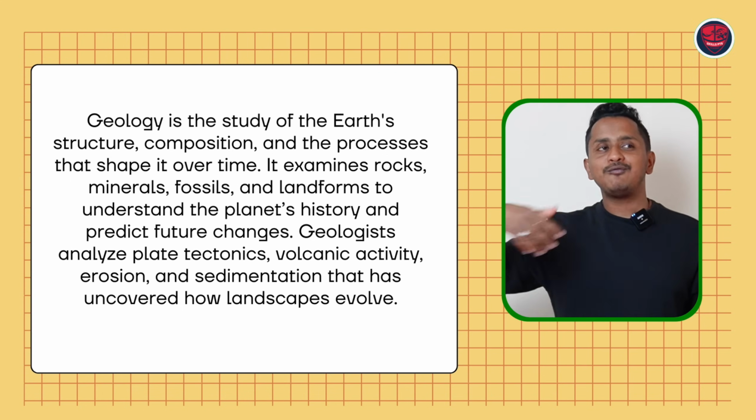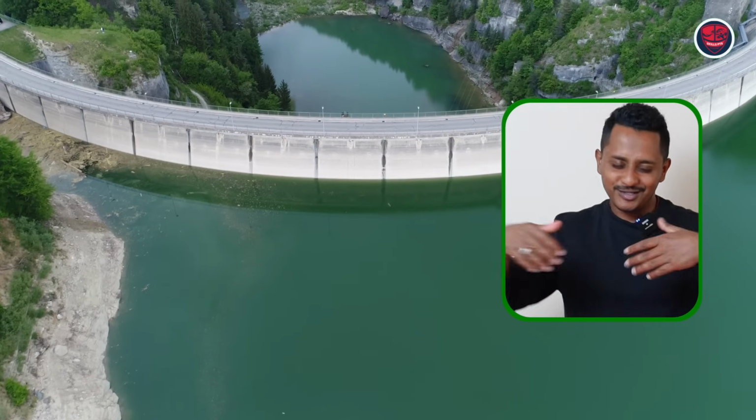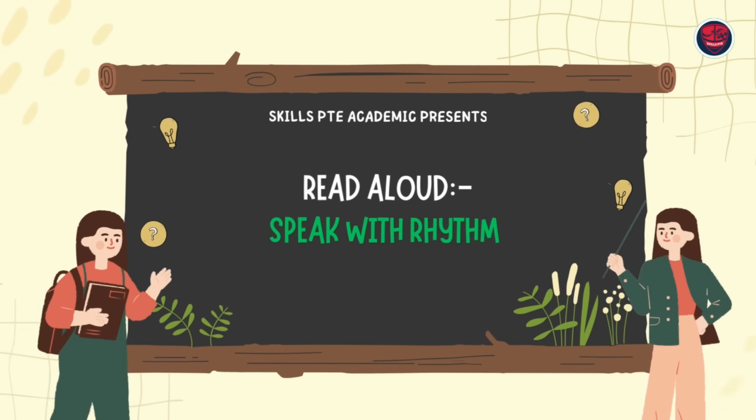Let it just flow. Don't build a dam. Let the water just flow. Remember this second hidden feature. The third hidden feature of the PTE read aloud again is a very simple technique. You just go in a rhythmic speed.